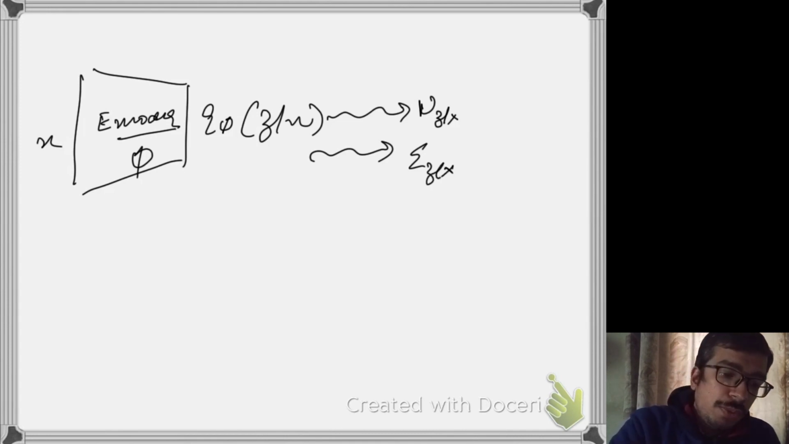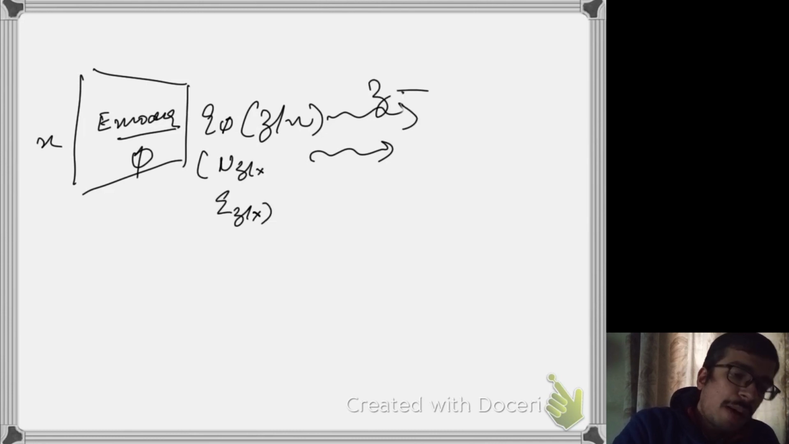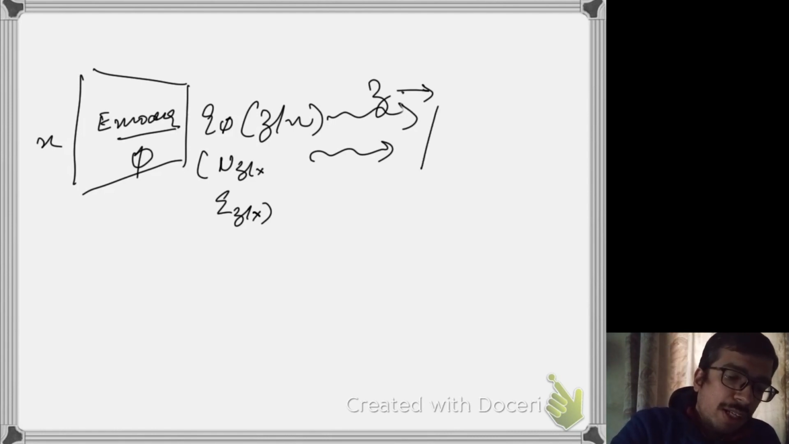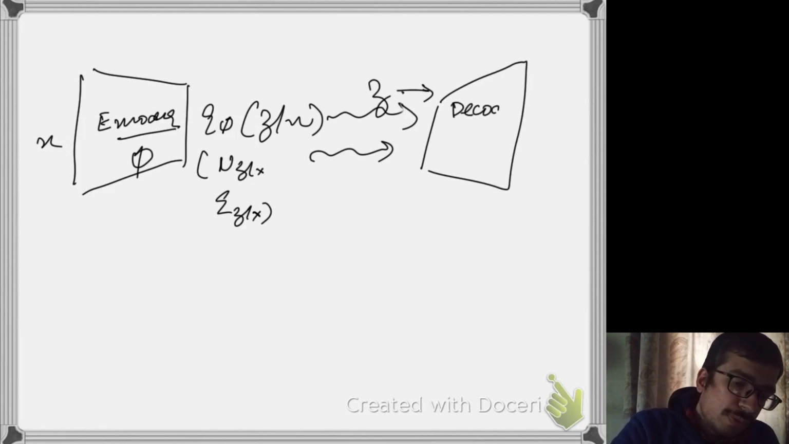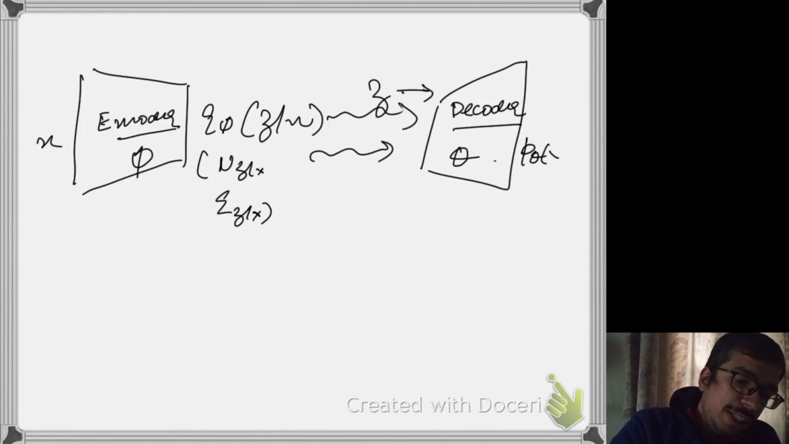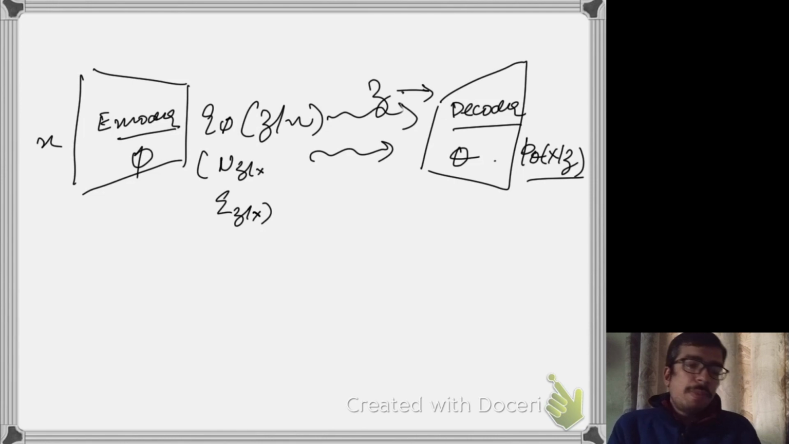Now given these parameters which are defining q phi z given x, I can get a sample of this random vector z, and this sample is then passed through a decoder. This decoder has its own set of parameters theta, and what it is doing is defining the distribution p theta x given z. So this is the overall network architecture.